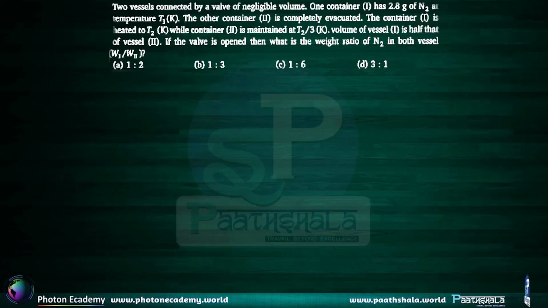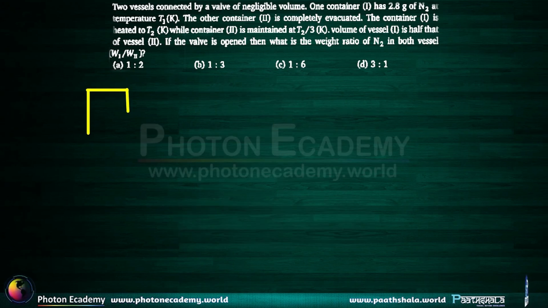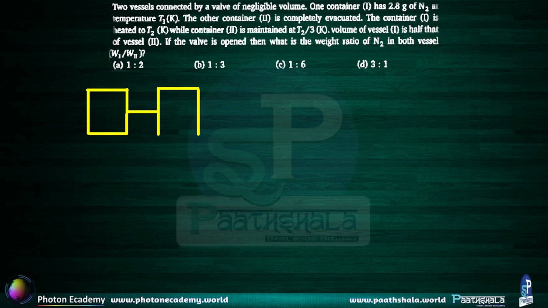Two vessels are connected by a valve of negligible volume. One container has 2.8 grams of nitrogen at temperature T1, while the other container is completely evacuated. Container 1 is heated to T2, while container 2 is maintained at T2 divided by 3. The volume of vessel 1 is half that of vessel 2. If the valve is opened, what is the weight ratio of nitrogen in both the vessels?